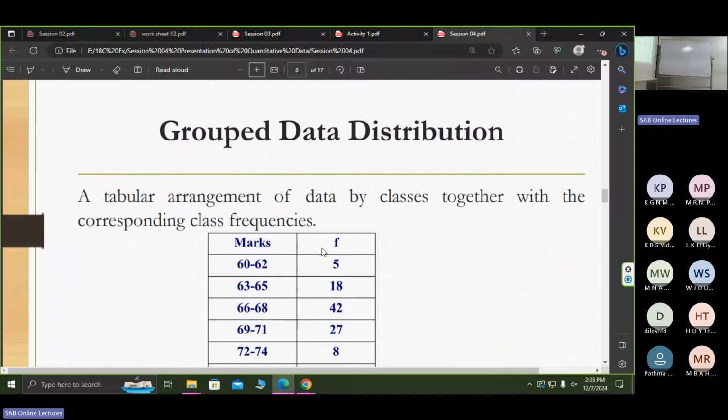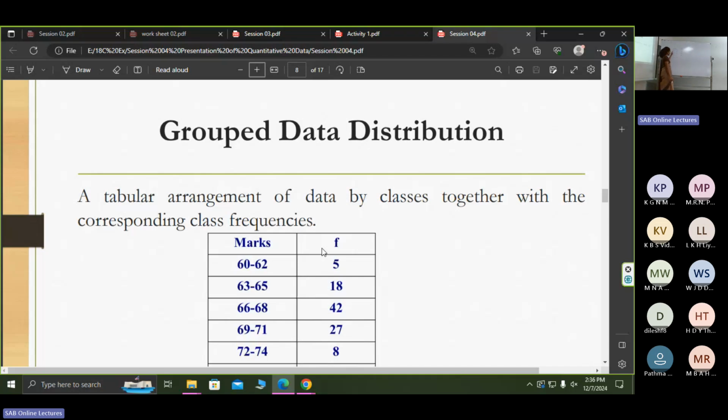Understood? Okay, then here we take first one, represent the mark, 60 to 62. Then insert the frequency value. Frequency. Okay, and these are groups. Understood? Then it means 5 students got marks between 60 to 62.